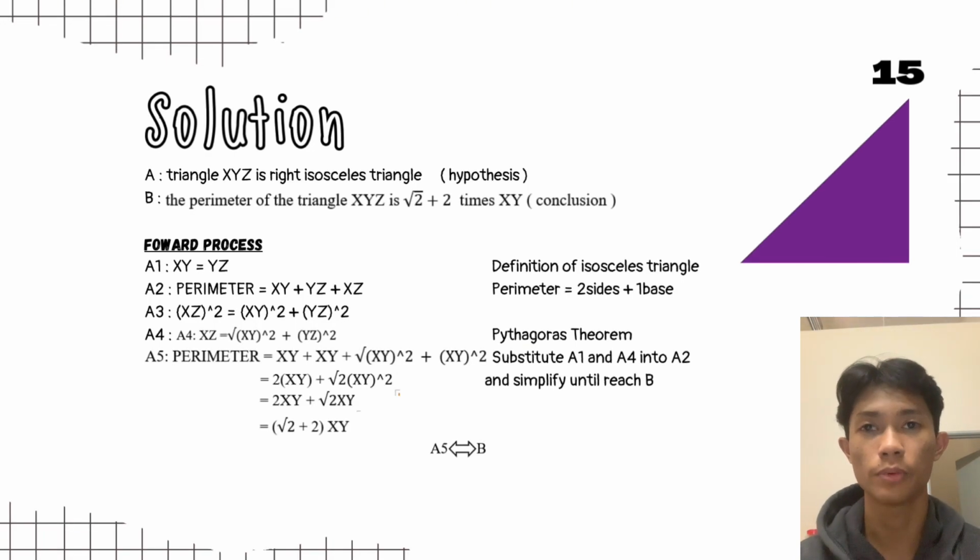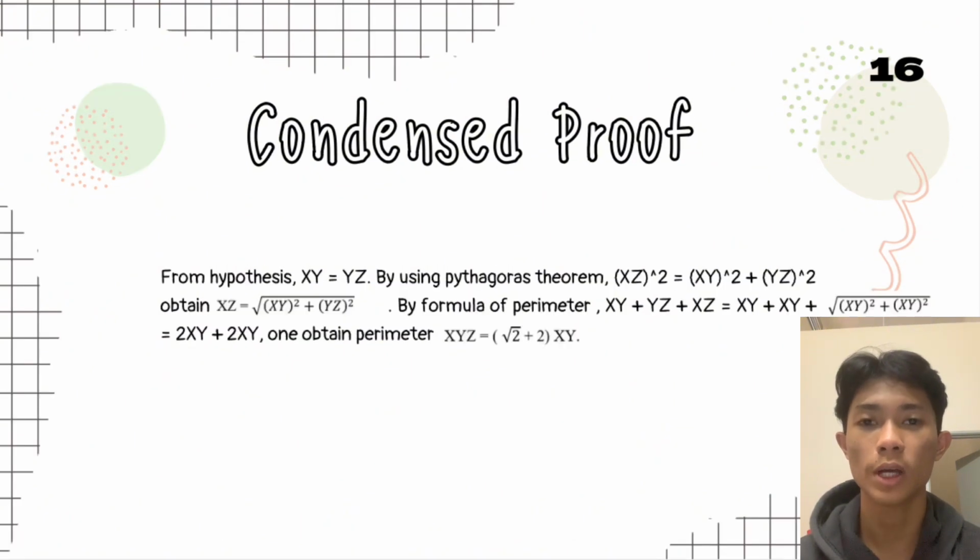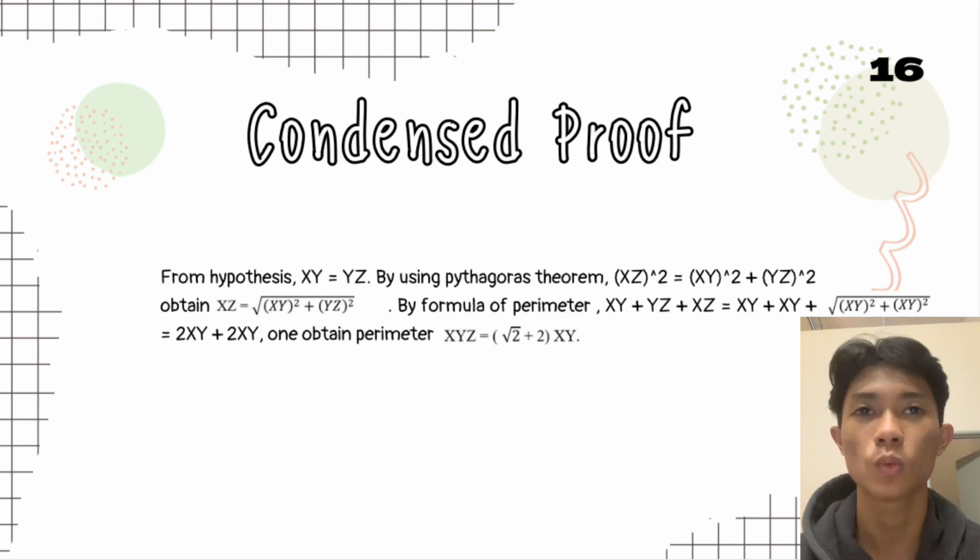For the next, the condensed proof. From the hypothesis XY equals YZ, by using the Pythagoras theorem, XZ squared equals XY squared plus YZ squared. We obtain XZ equals square root of XY squared plus YZ squared. By the formula of perimeter, XY plus YZ plus XZ equals XY plus XY plus square root of XY squared plus XY squared, which equals 2XY plus square root of 2 times XY. We obtain the perimeter of XYZ equals (square root of 2 plus 2) times XY.